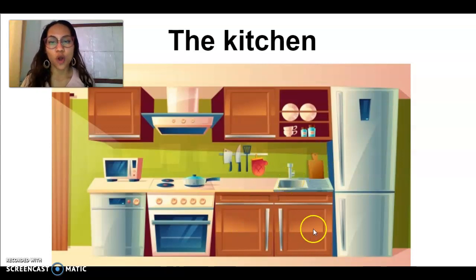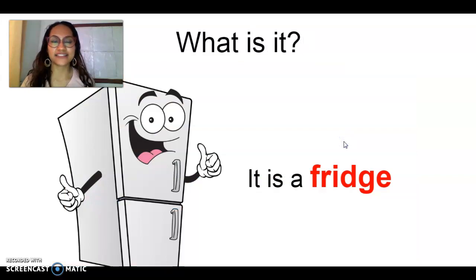The drawer. Stove. Microwave. Stove, sink, drawer, table, fridge. The kitchen has many objects. For example, what is it?